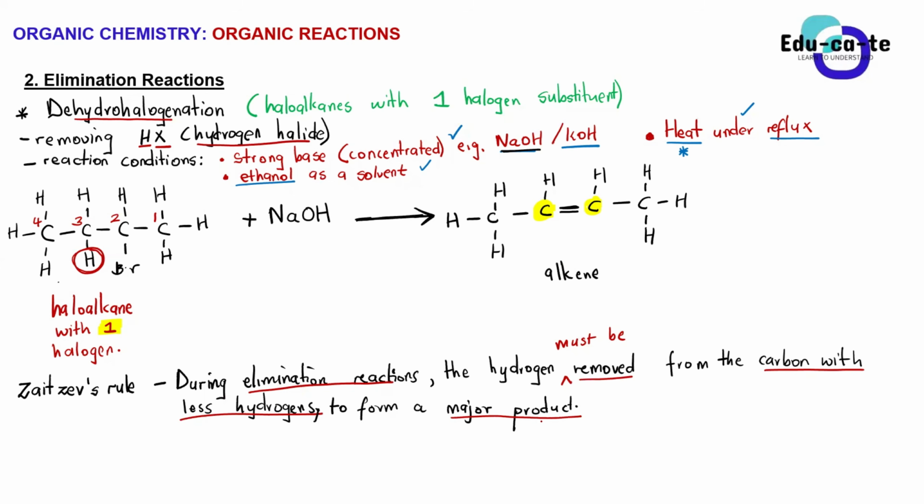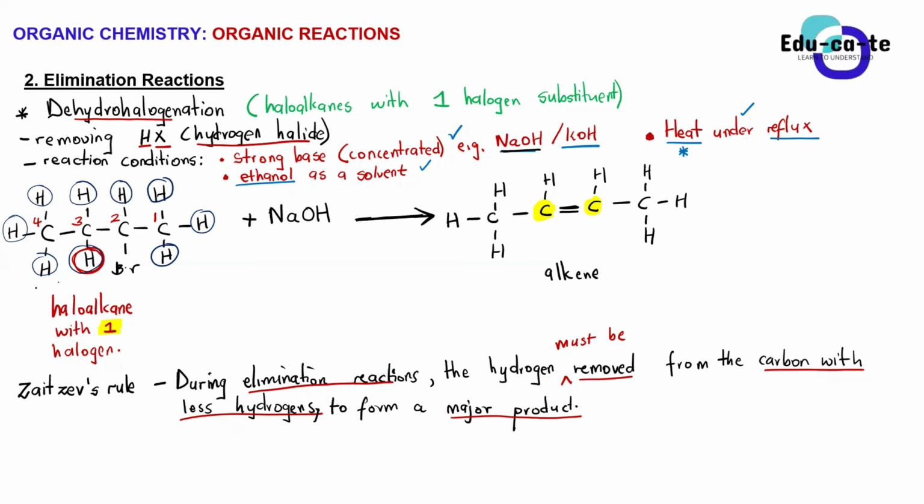And I'm sure you guys know how to count the number of hydrogens on a carbon. So for example, carbon 1 has got 3 hydrogens. It's got 1, 2, 3 hydrogens. Carbon 2 has got 1 hydrogen. Carbon 3 has got 2 hydrogens bonded to it. And carbon 4 is bonded to 3 hydrogens, I mean. So you can just count the number of hydrogens bonded to each carbon. Then you can choose which one to remove so that you can form a major product.